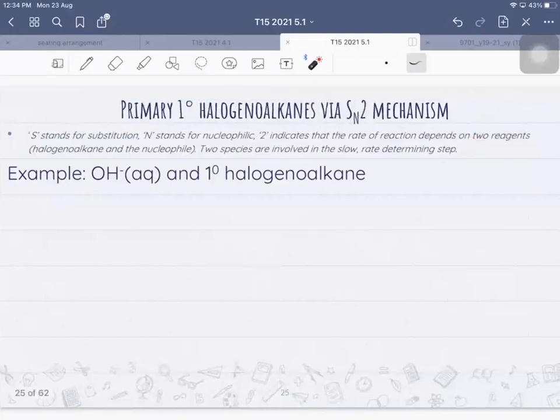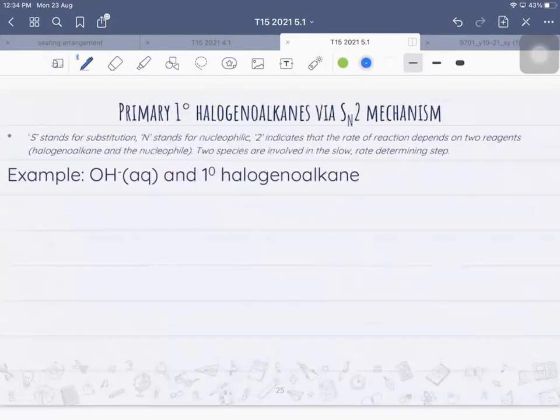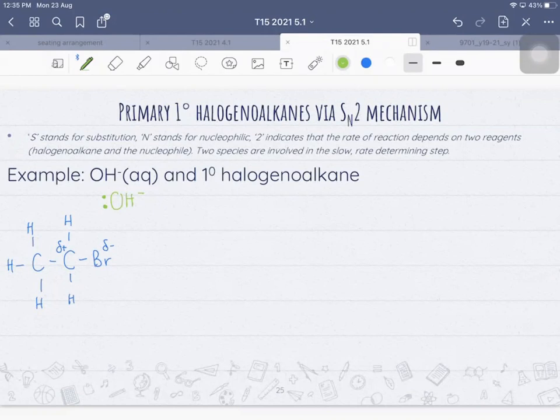Right, so I'm going to use a primary halogenoalkane, which is what's on the next page? Bromine. Okay, so I will use bromine. Bromoethane. Just the easiest example. Okay, and you have to label your carbon, which is delta plus, and your halogen, in this case, the bromine, which is delta minus. And then your nucleophile, in this case, is your hydroxide ion, and you must draw the lone pair. Without the lone pair, the mechanism will not make sense. Okay, what are you moving, right?